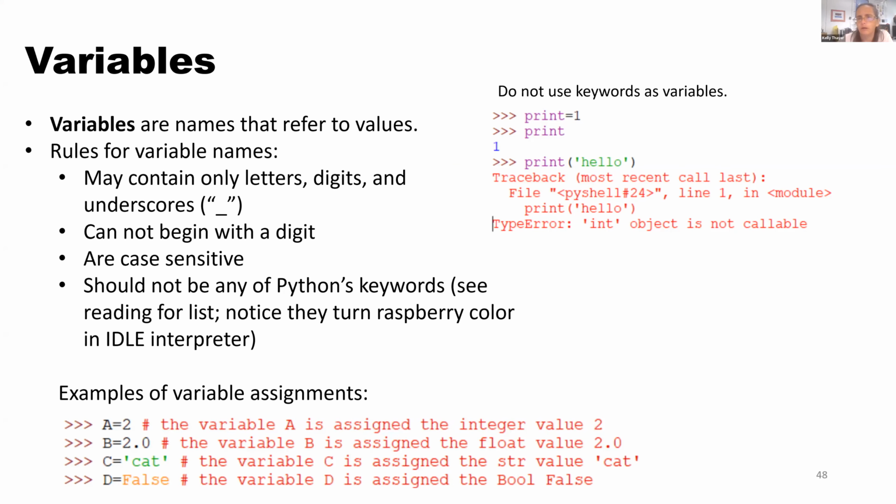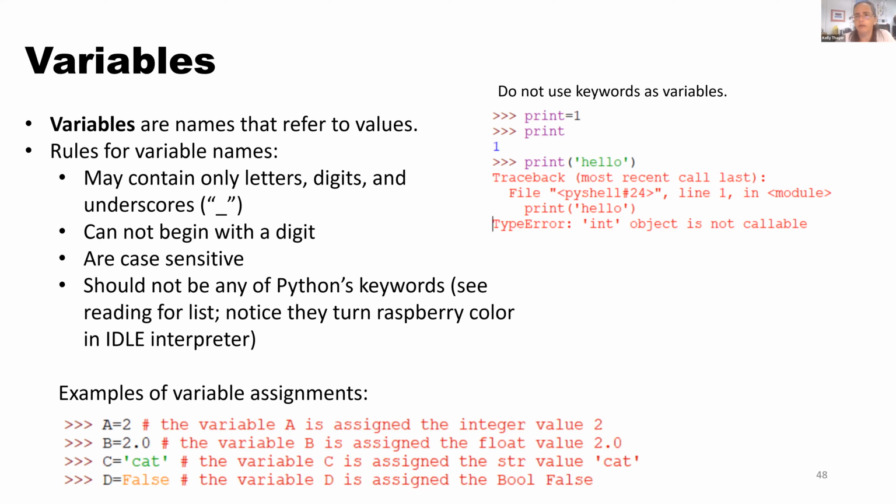A variable is something you've probably, again, encountered in your algebra class. Variables are names that refer to values. The rules for variable names are that it may contain only letters, digits, and underscores. That means no special characters except for underscores. You also can't have spaces in there because Python will parse that as two separate things. It cannot begin with a digit. You can have a digit in another place, but not at the beginning. They are case sensitive, and they should not be any of Python's keywords.